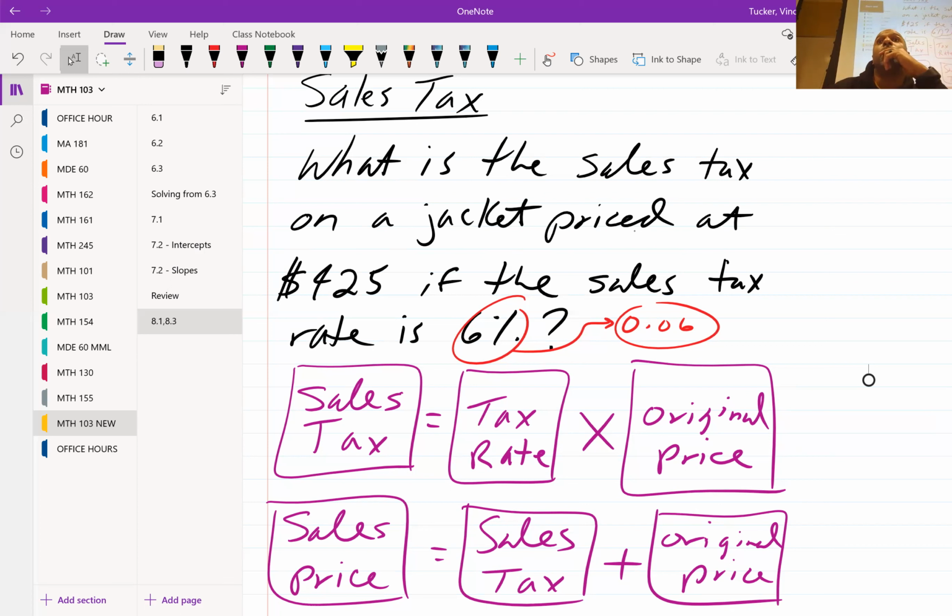Yes. Yep, that's going to be discount. We're going to talk about that in a second. Yep, that's going to be the same process.